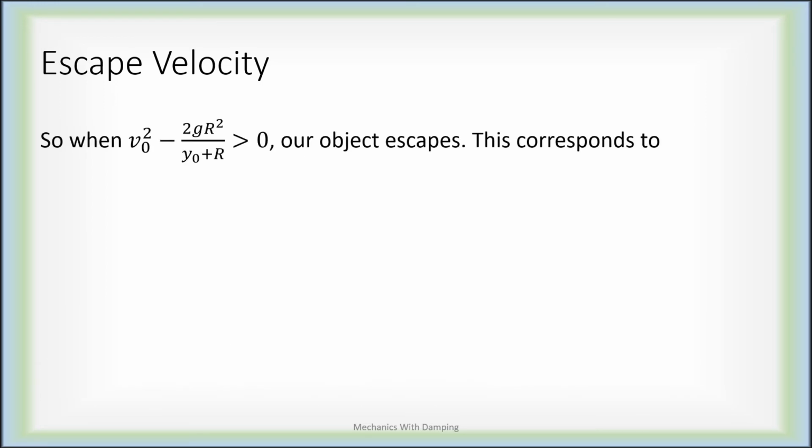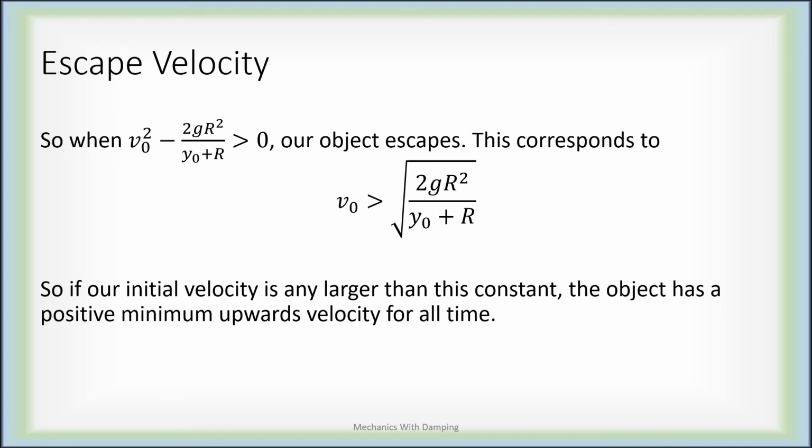So when the discriminant under that radical is positive, our object really will escape the gravitational pull and continue moving away with a minimum speed forever. This corresponds to our initial velocity being at least as large as the square root of 2g r squared over y naught plus r. So if our initial velocity is any larger than this constant, the object has a positive minimum upwards velocity for all time and flies away.